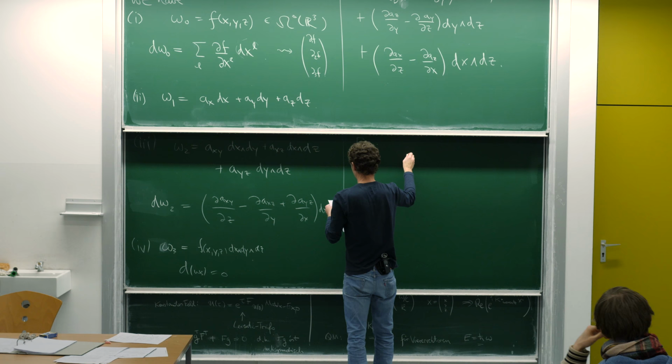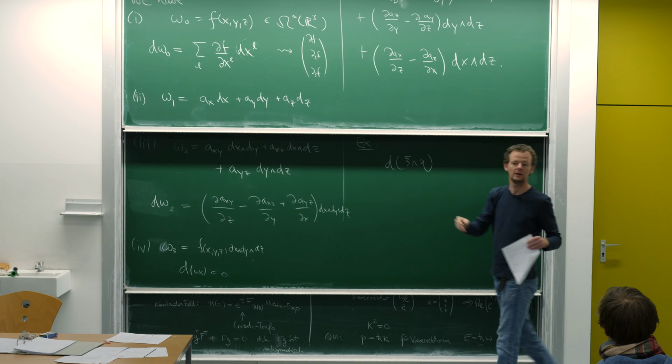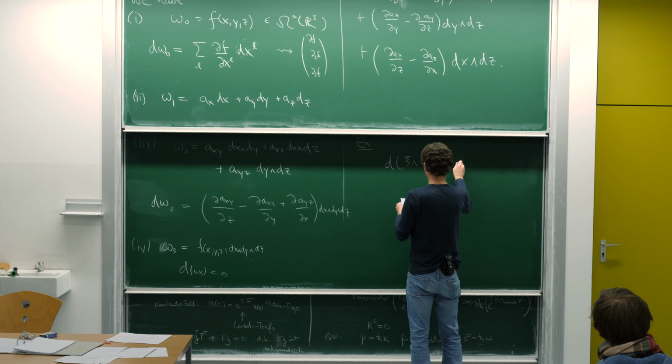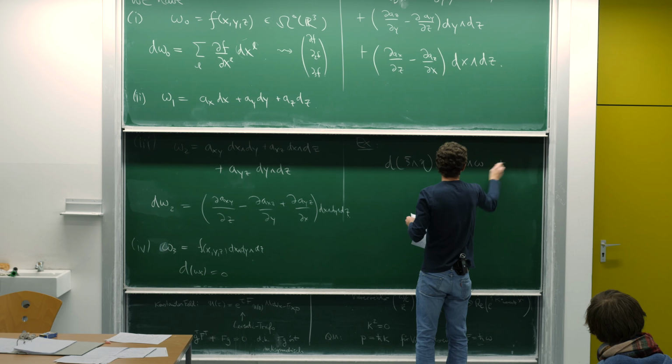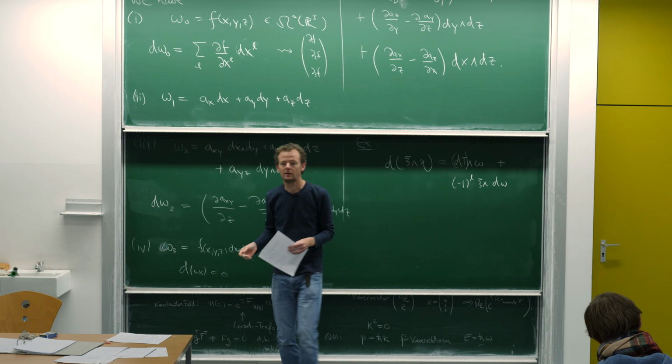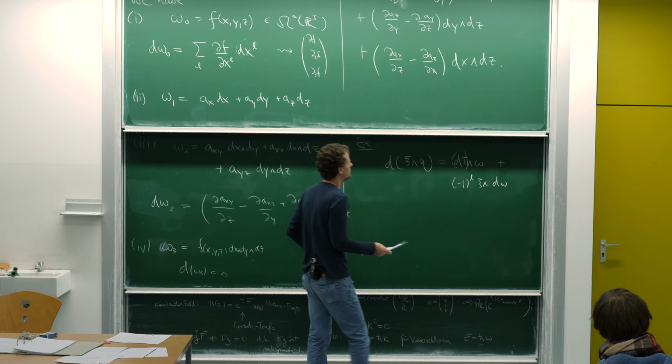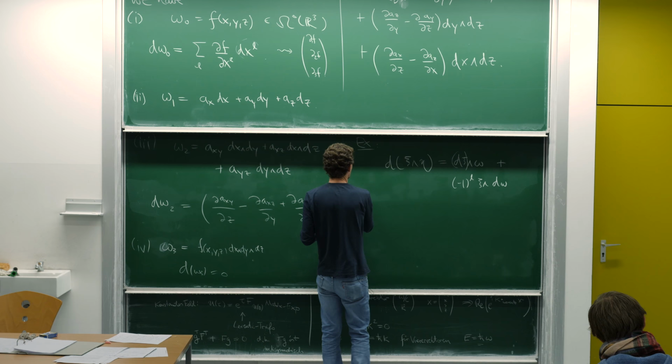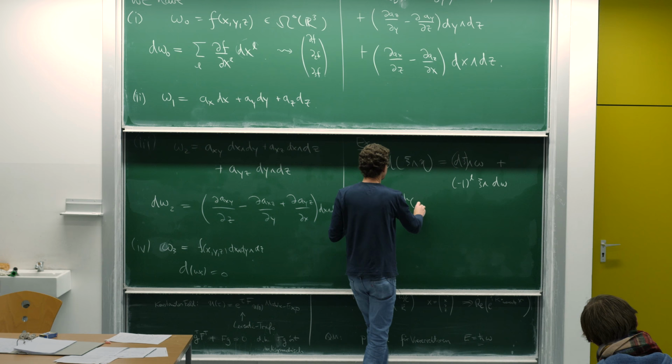Here's a little exercise. If you have the wedge product of a K form and an L form, then the exterior derivative has a kind of Leibniz property. Just take the exterior derivative of the first component of the wedge and then add it to the exterior derivative of the second component of the wedge, but you have to pick up a minus sign depending on what kind of forms you have.